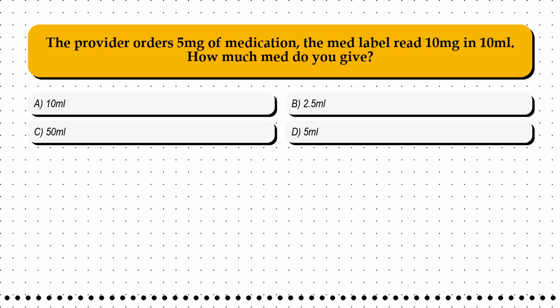Question 343. The provider orders 5 mg of medication. The med label reads 10 mg in 10 milliliters. How much med do you give? Option A, 10 milliliters. Option B, 2.5 milliliters. Option C, 50 milliliters. Option D, 5 milliliters.